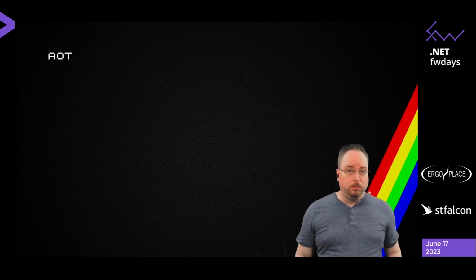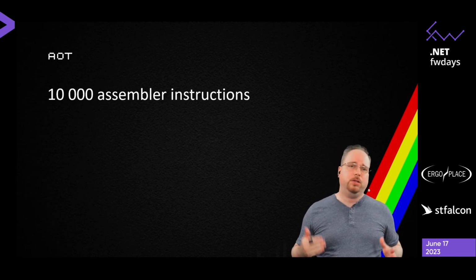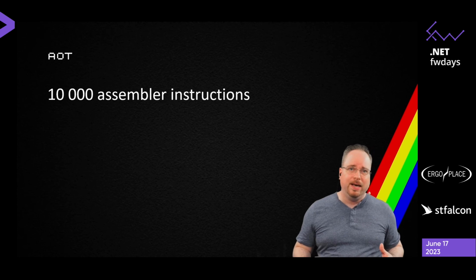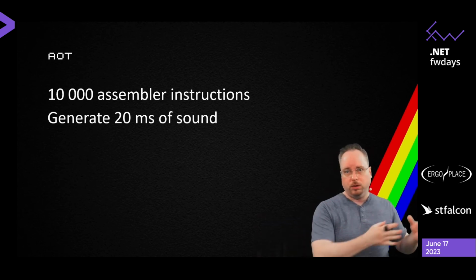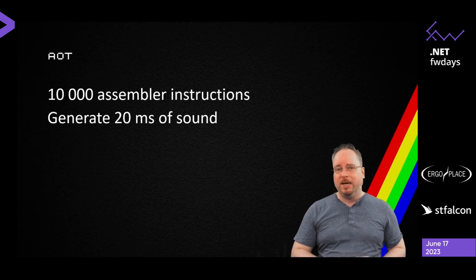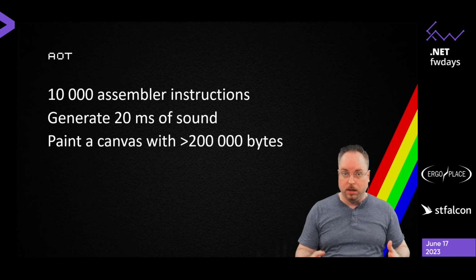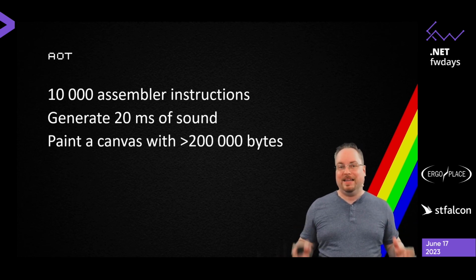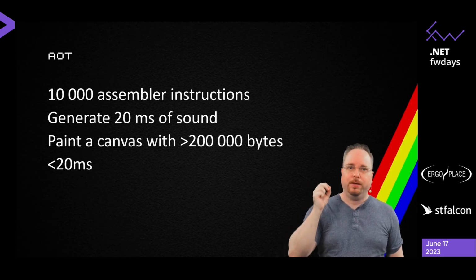At this point, running the emulator was slow. It's running around 10,000 assembler instructions. It's generating 20 milliseconds of sound, pushing that over to JavaScript. It decodes and shares the screen and paints the screen, and all of that in less than 20 milliseconds. Again, pushing the technology.